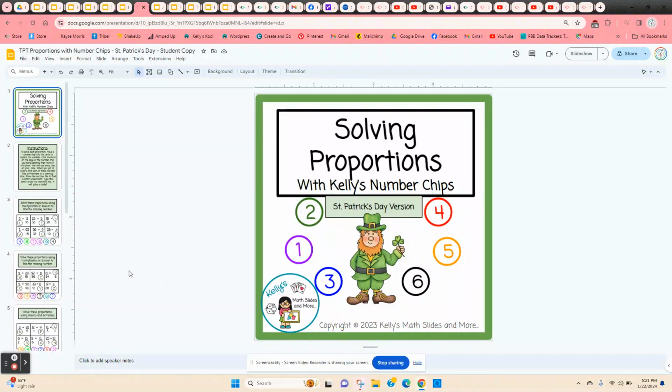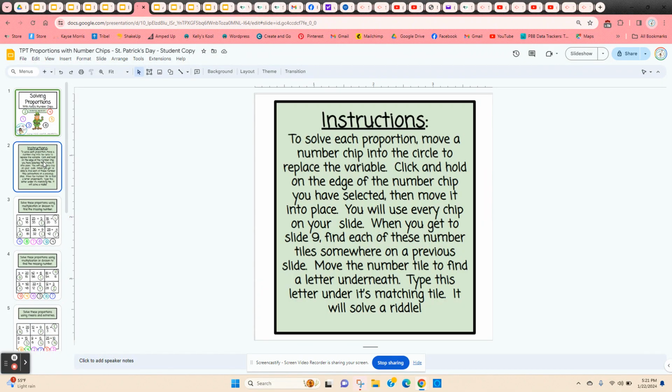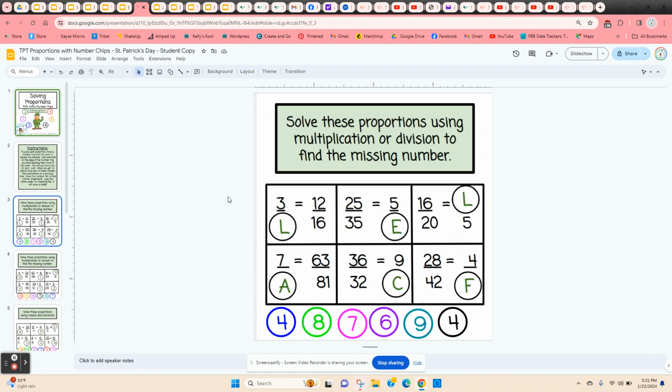Solving proportions with number chips. This is a St. Patrick's Day version, and this is a digital lesson using these number chips. All the instructions are on slide 2. Students are going to start on slide 3.